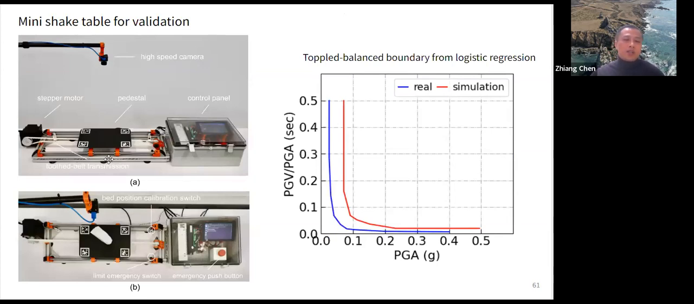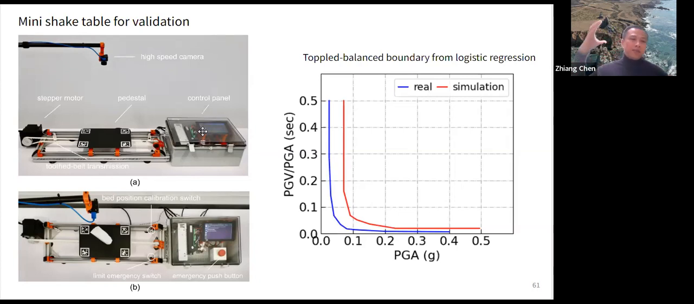The mini shake table is open source and low cost, and it uses the same software system. It also uses ROS, the Robot Operating System, which guarantees the same control system between the physical shake table and the virtual shake table. That guarantees they have consistent ground motion, which is important for validation. And the mini shake table provides reverse validation.